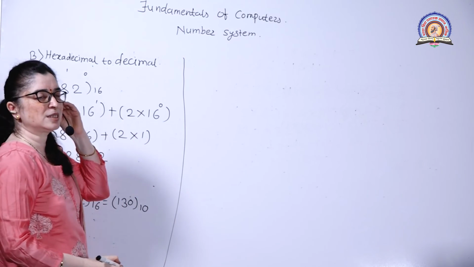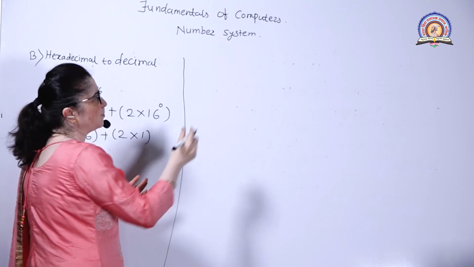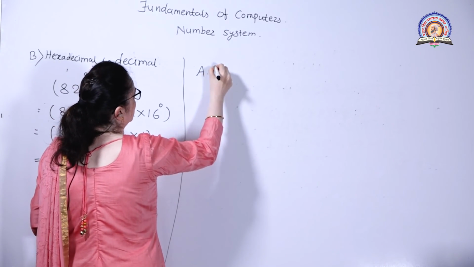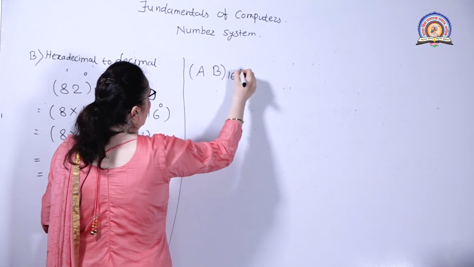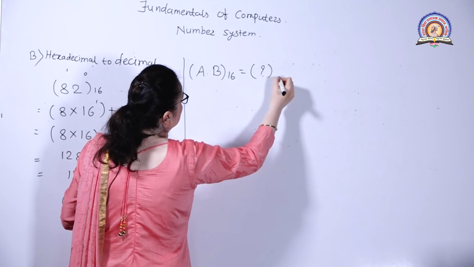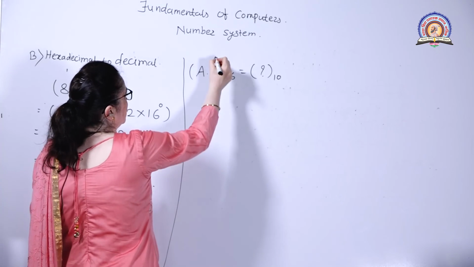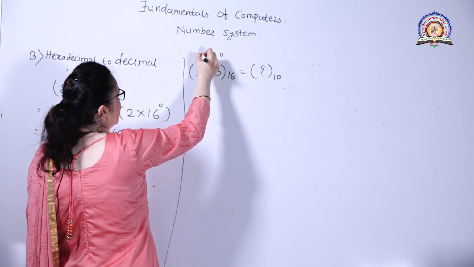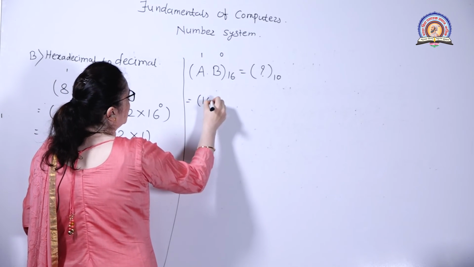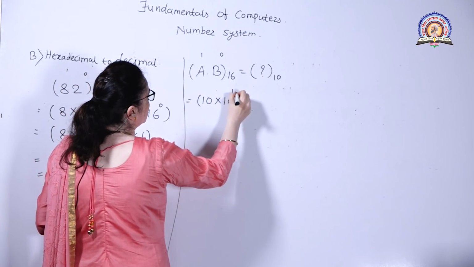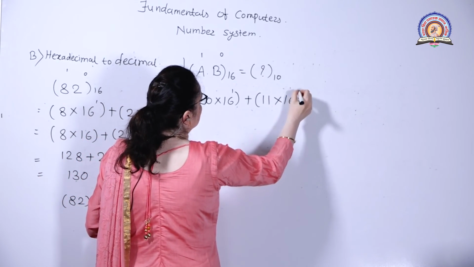Now consider another example. Let us consider some alphabets like A and B. AB is a hexadecimal number, and we have learned that A is equal to 10 and B is equal to 11. So here we have to multiply by the 0th power of 16 and the first power of 16. A means 10, so 10 into 16 raised to 1, plus B means 11, 11 into 16 raised to 0.